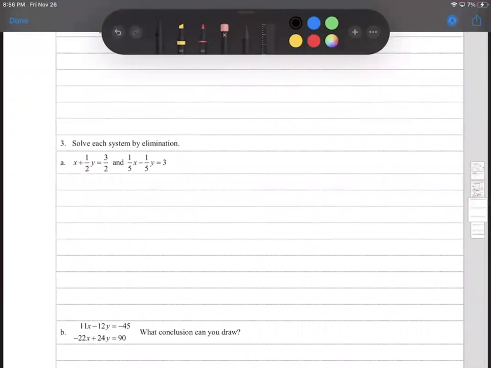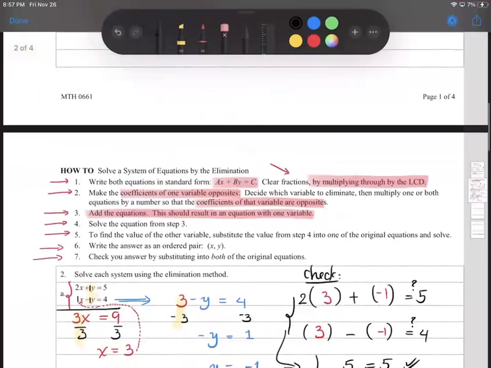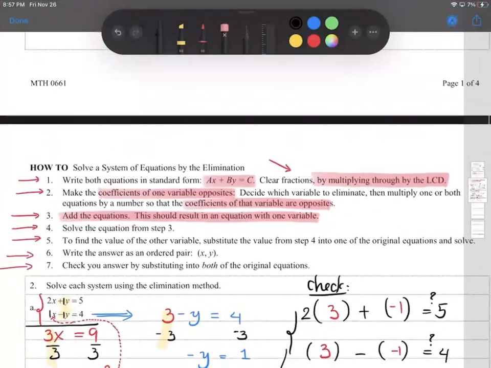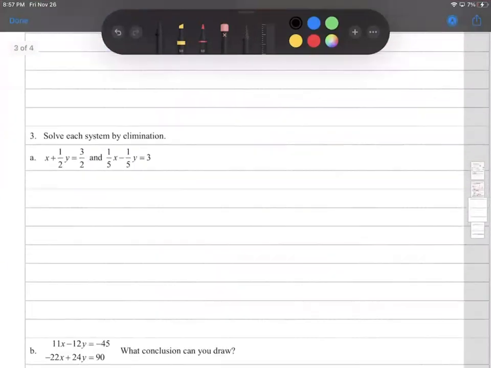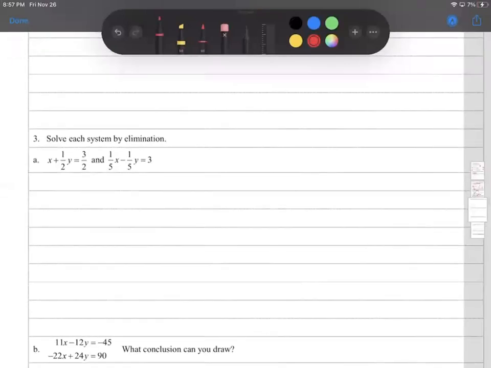Number 3, solve the system by elimination. So here we have fractions. Whenever we have fractions, I recommend that you try to eliminate the denominator. Remember in step 2, let me go back up here. Step 2 right here, clear fractions by multiplying through by the LCD if you have fractions. So let me rewrite the system of equations here. x plus 1/2 y equal 3/2. And the bottom one is 1/5 x minus 1/5 y equal 3.